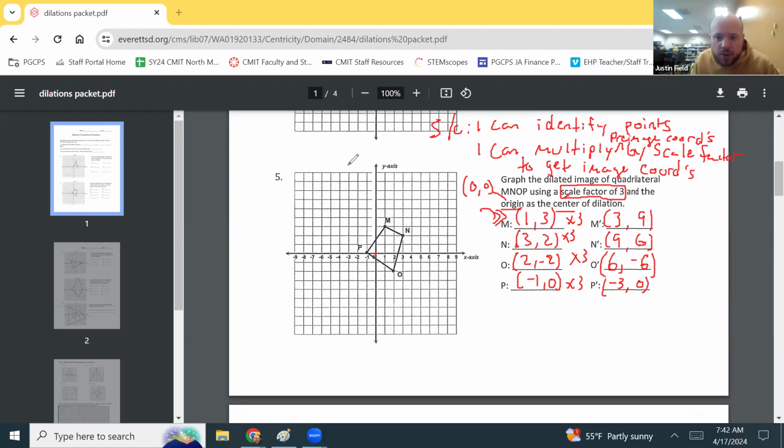Okay, so now we're going to go ahead and graph (3, 9). So I'm going to label my axis. Please do the same. 3, 4, 5, 6, 7, 8. Oh, 9 is all the way to the top. So (3, 9) is right here, and that's M prime. So then I label it M prime. (9, 6) is right here. That is N prime.